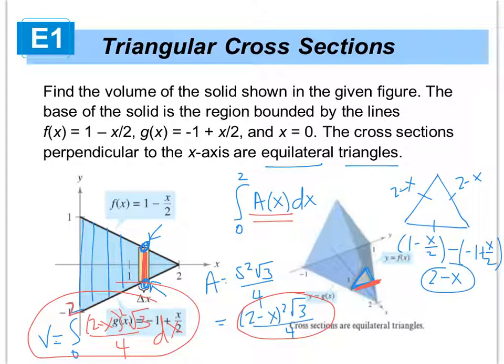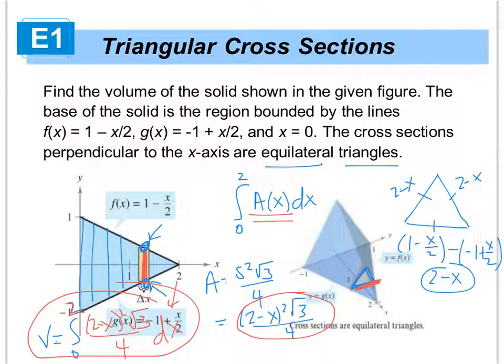And again, the idea here is that we're finding the area of one equilateral triangle, which is a cross section, and we're adding them all up. So all of the equilateral triangles from 0 to 2. The dx means to make them really, really skinny. Really, really skinny equilateral triangles, and then adding them all up.